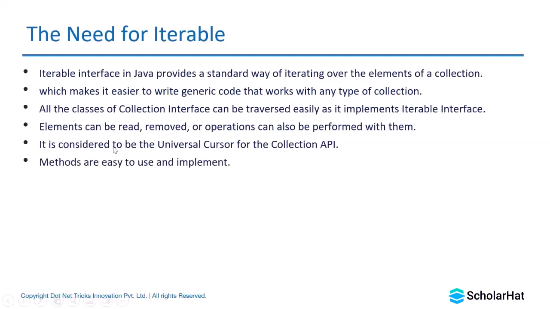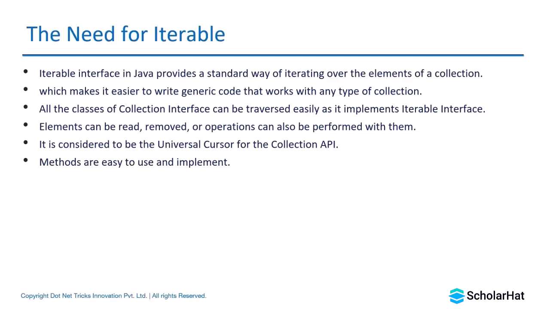These methods are easy to use and implement. As I told you, we have list, and in the list interface we have array list. In the case of map or set, we have a different iteration. Like in the case of set, you may want to do certain operations like union, intersect, and so on. So depending upon the requirement, it depends on what operations you want to perform.